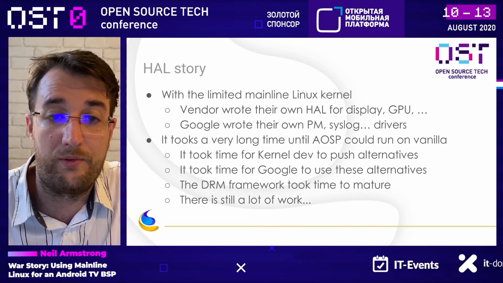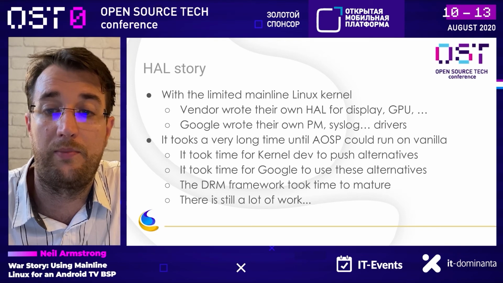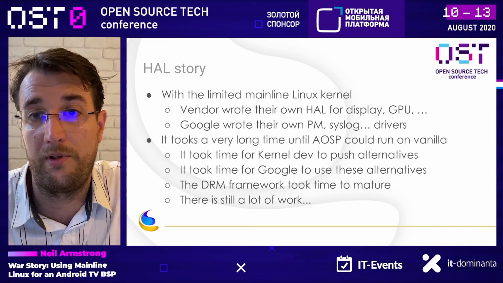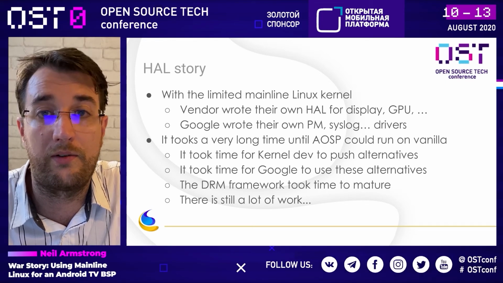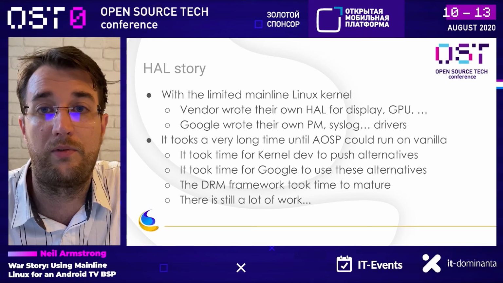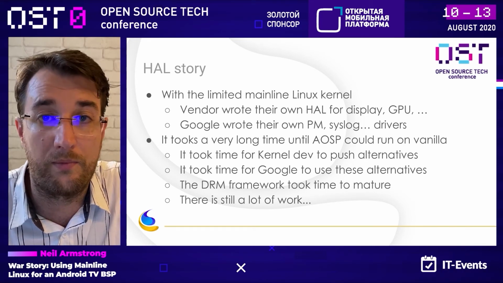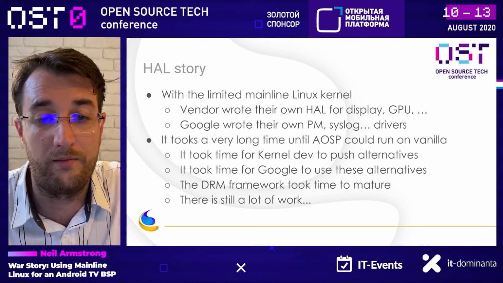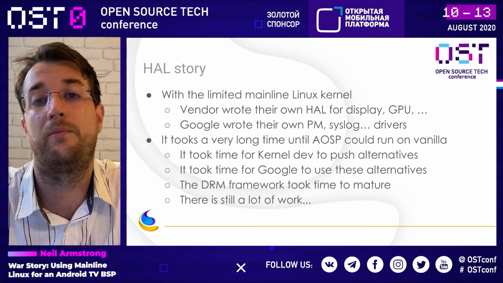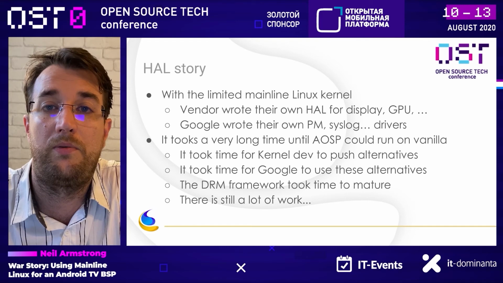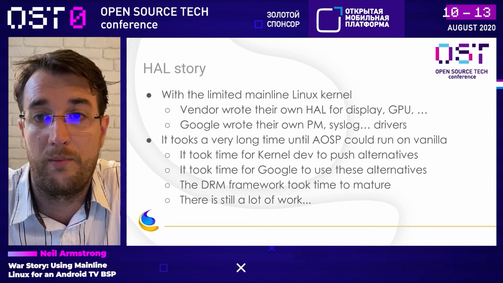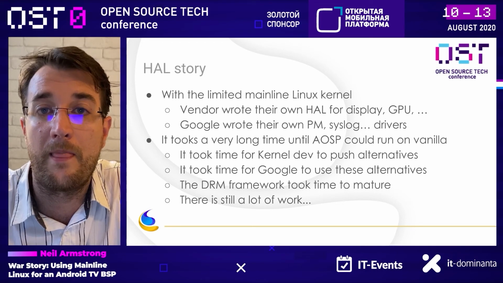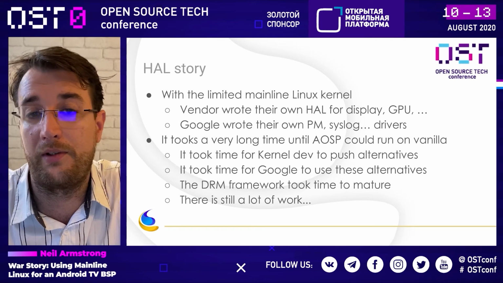So for the Google part, it took a very long time until AOSP could run vanilla, because the kernel developers took a very long time to push a serious alternative. I mean serious, that could run on the device. But the kernel developers wanted alternatives that could really run on all platforms, not only ARM Android platforms. And Google took a long time to adopt the alternative. For multimedia, the DRM framework, the direct rendering manager with kernel mode setting, took a long time to mature. But now, in the last 3 years, every ARM vendor has taken this framework seriously and now gives support for it. But there is still a lot of work.